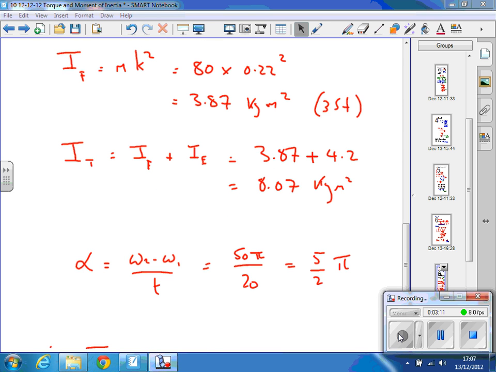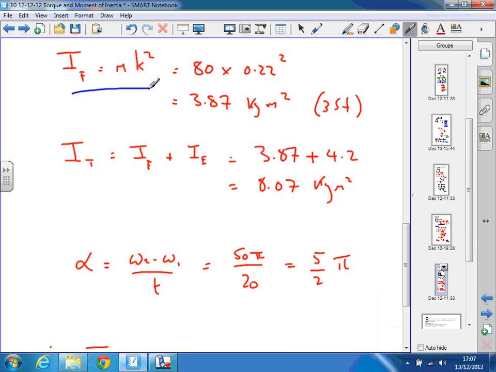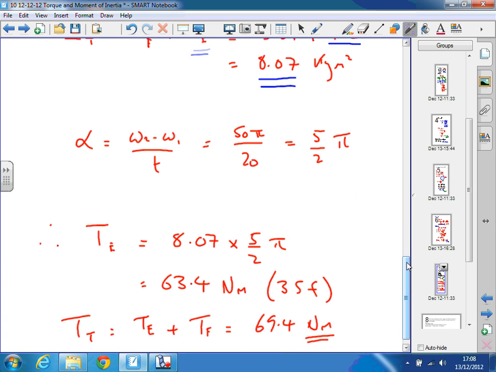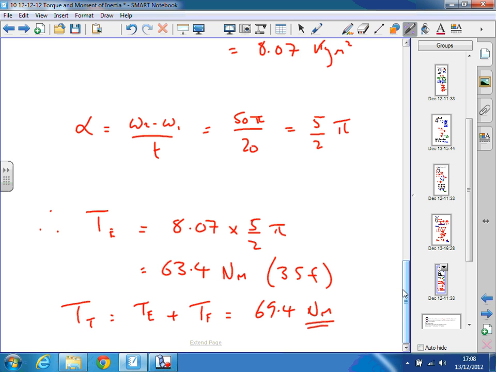Okay, so putting in the values, the moment of inertia for the flywheel is mk squared, so that's 80 times 0.22 squared, which is 3.87. We now add that to the moment of inertia for the engine, so we add 4.2 to get 8.07. Alpha turns out to be 50 pi over 20, which is 5 pi over 2. So therefore the engine torque turns out to be 8.07 times 5 pi over 2, which is that. Add the friction and you get 69.4. Okay?